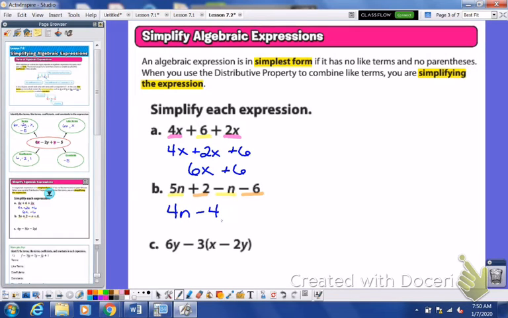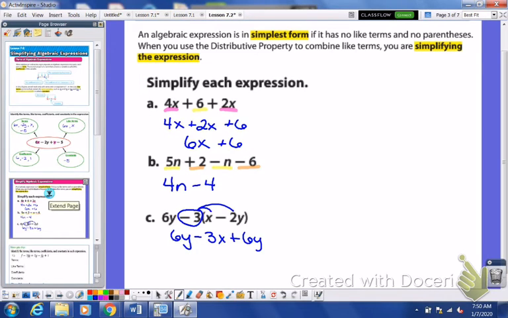Okay, then in part C, we need to distribute first. We are distributing a negative 3. So 6y, negative 3 times x is a negative 3x. Negative 3 times negative 2y will give us a positive 6y. Remember, two negatives make it positive, which gives us like terms here. I see a 6y and a 6y, and then by itself that negative 3x.